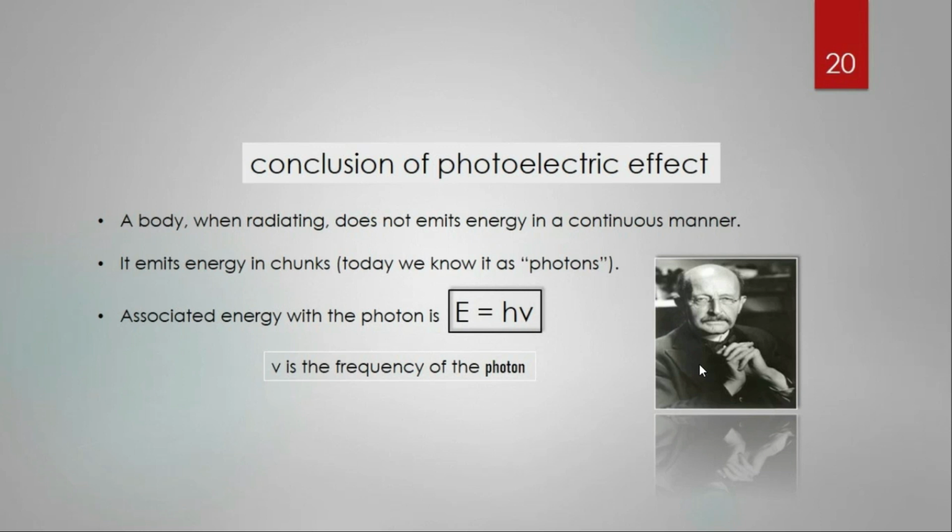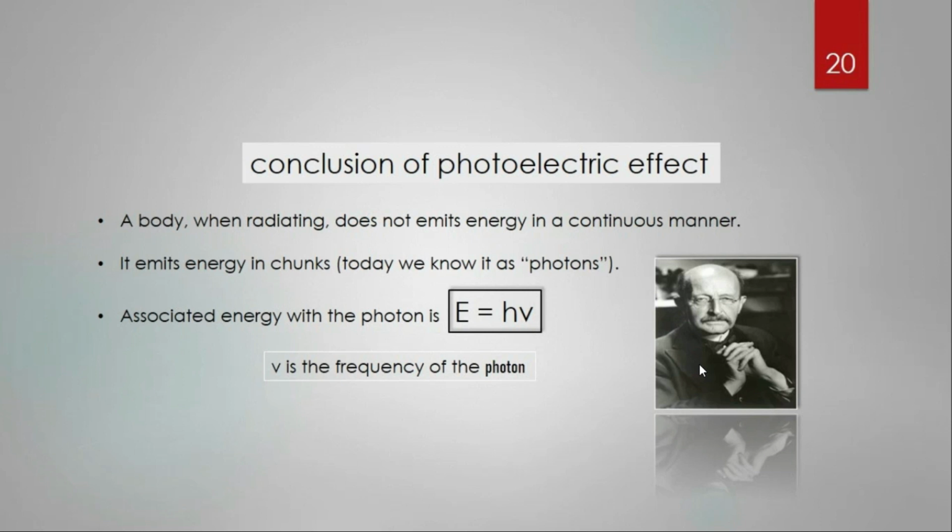In this experiment, Sir Albert Einstein found that when a body is radiating or absorbing energy, it is exchanging energy in a discrete fashion or in chunks, but not in a continuous fashion. Later we will know this chunk of energy as a photon. The energy associated with these photons is E equals h nu, where h is Planck's constant and nu is the frequency of that particular photon.